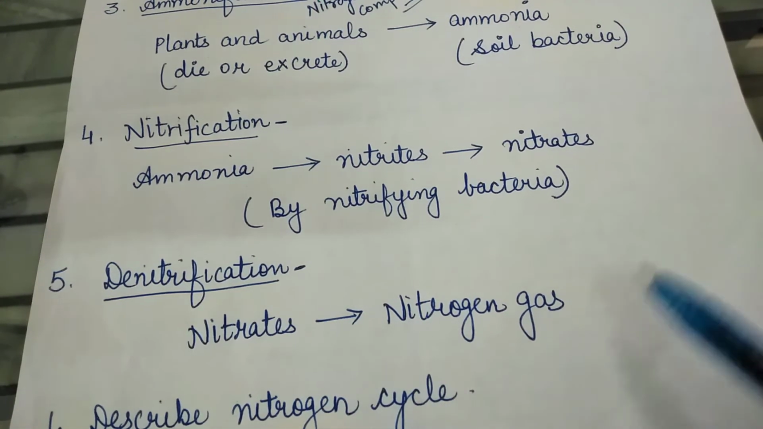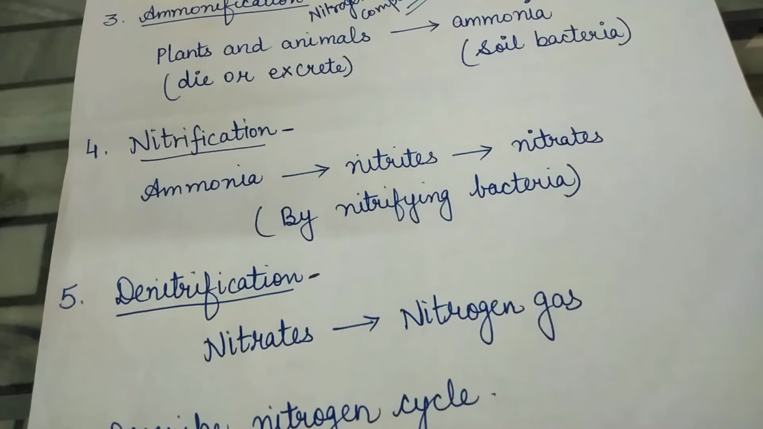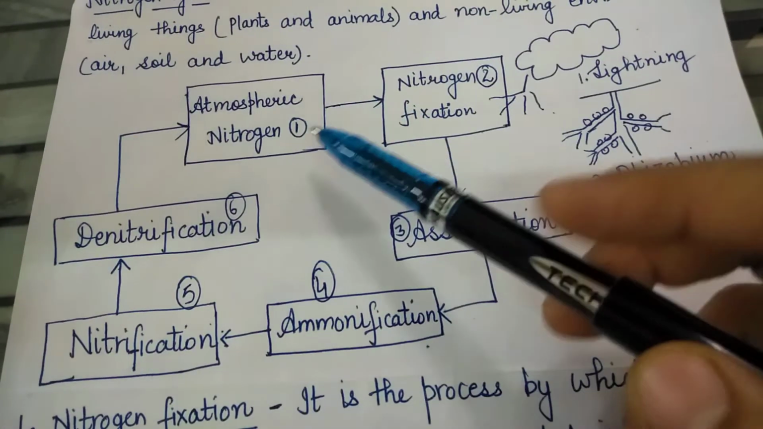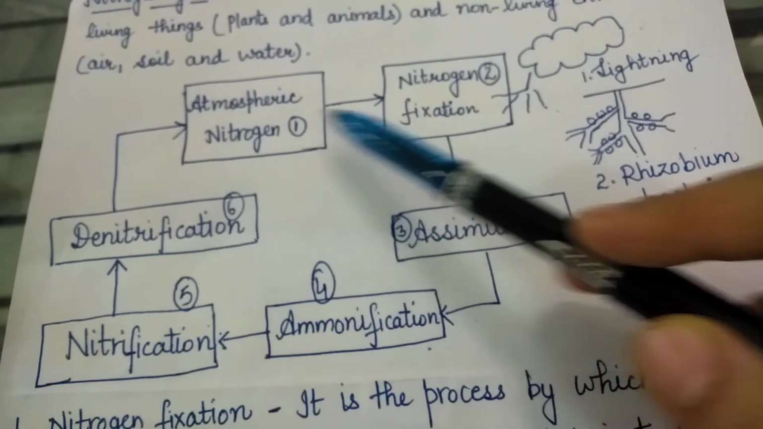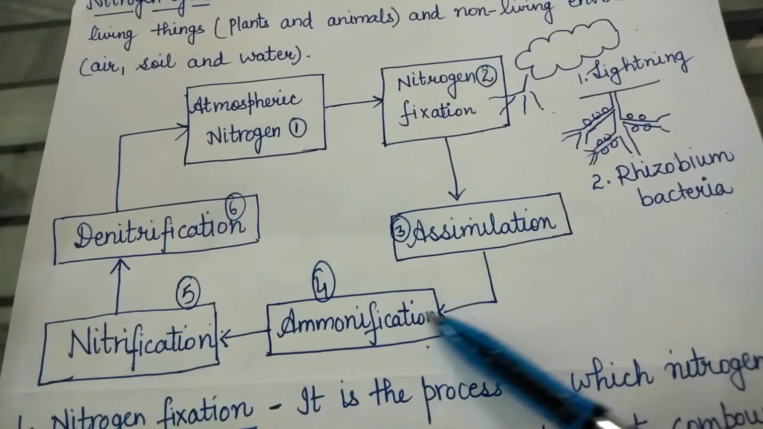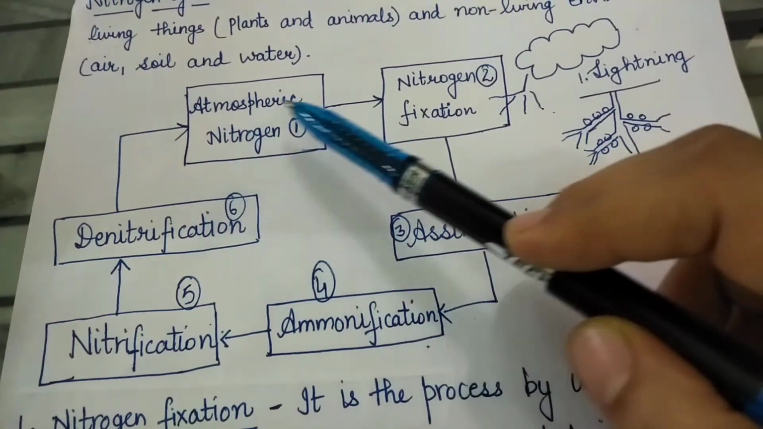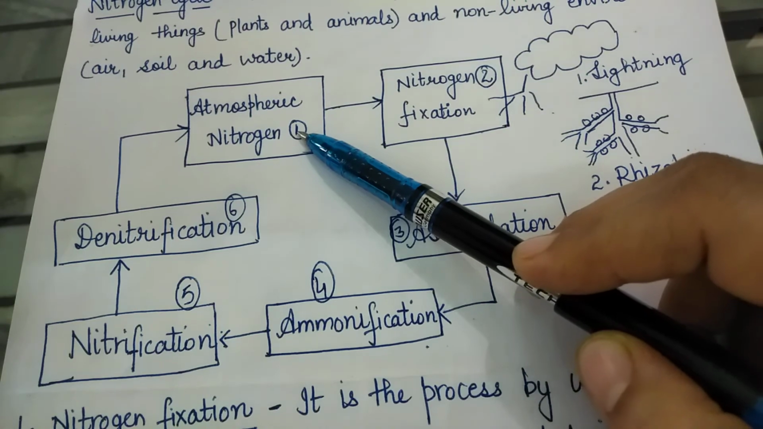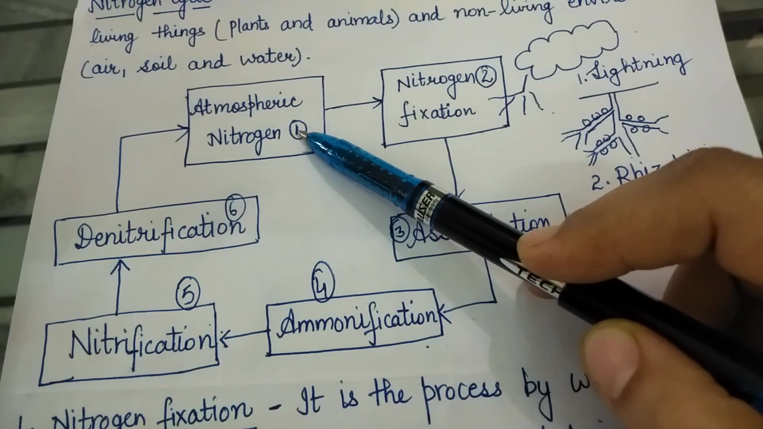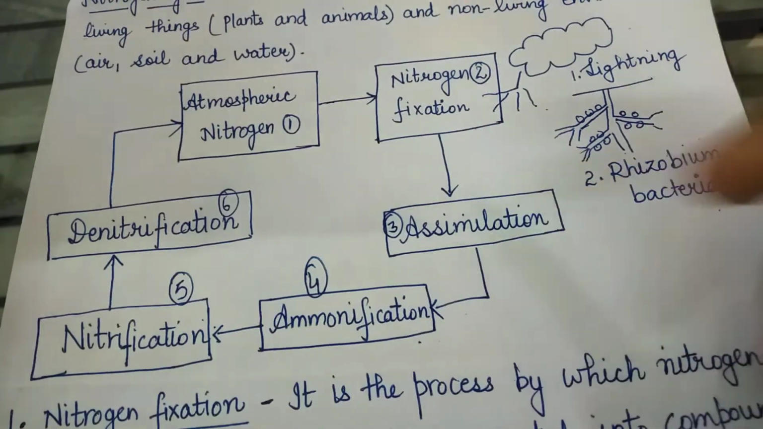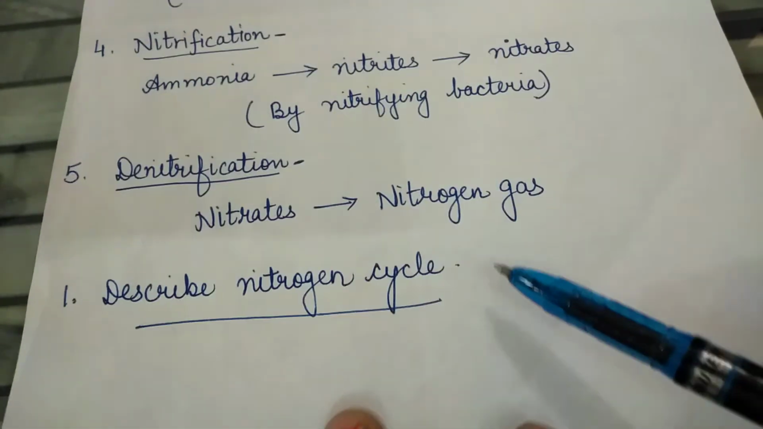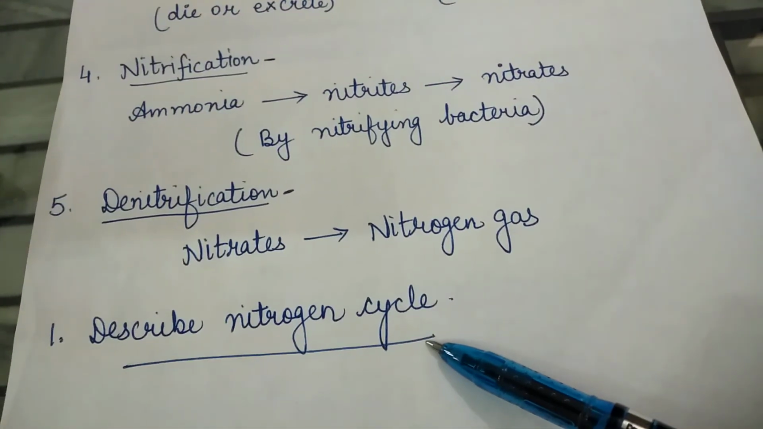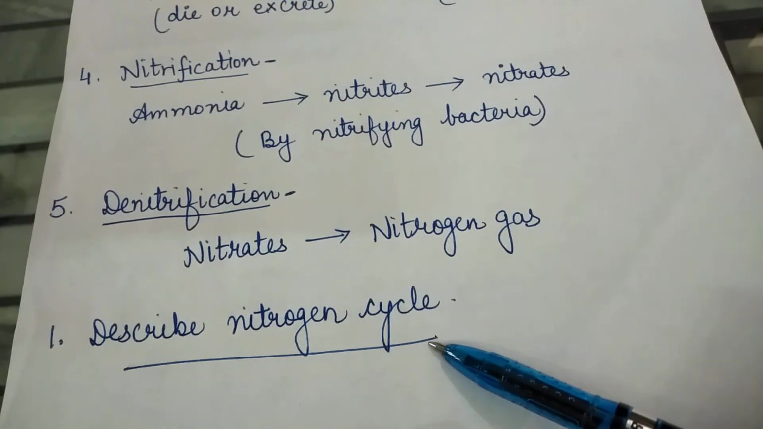So we can say that in the very beginning we have atmospheric nitrogen, and at last, after following these steps, we again reach atmospheric nitrogen. So this is all about our nitrogen cycle, and your homework is to describe the nitrogen cycle.